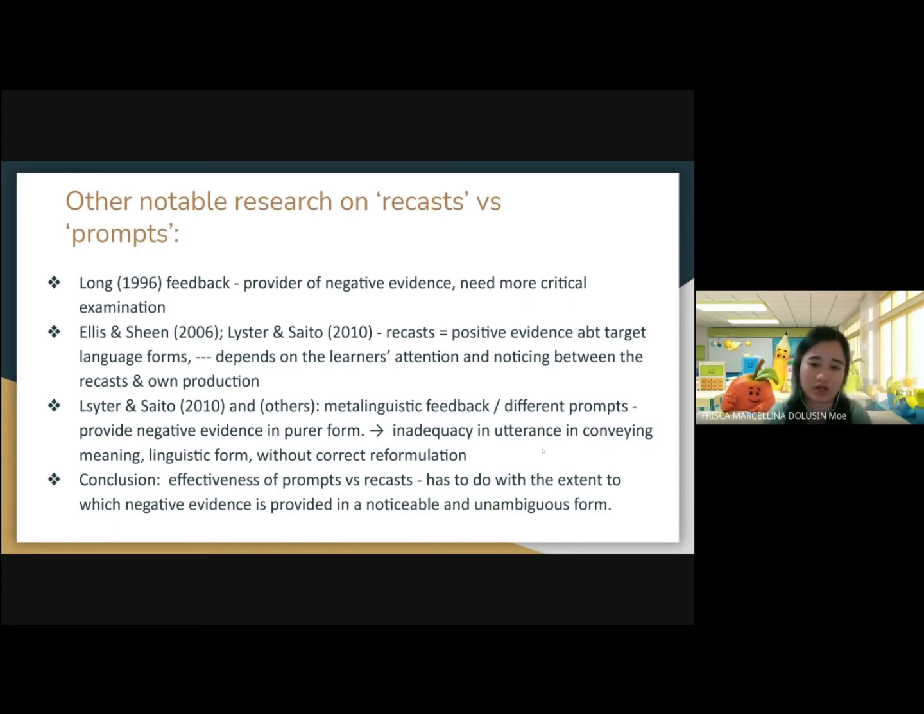The conclusion is that the effectiveness of prompts versus recast has to do with the extent to which negative evidence is provided in a noticeable and unambiguous form. Meaning, if you want the recast or prompts to be more effective, then you need to tell your students what is wrong and how to correct it. That's the conclusion. Okay, next.